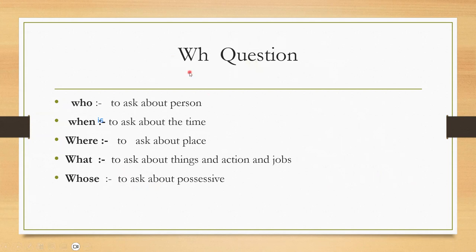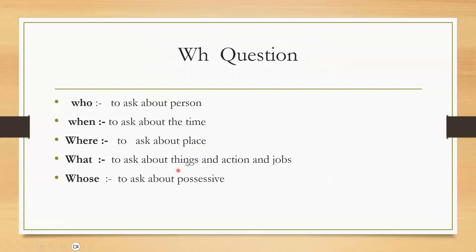Okay. Yeah, the last one is WH questions. Who is used to ask about a person. Who's this? This is my father. Who's this? This is my father. Okay. When is used to ask about the time. Okay. And where is used to ask about the place. Where is your bag? My bag is in the class. Okay.